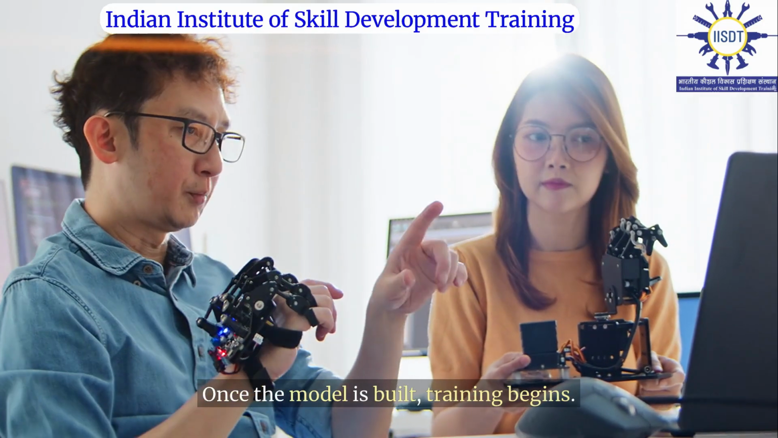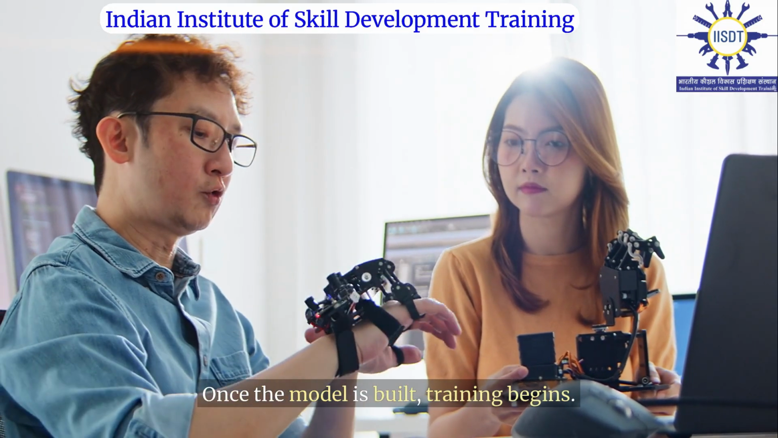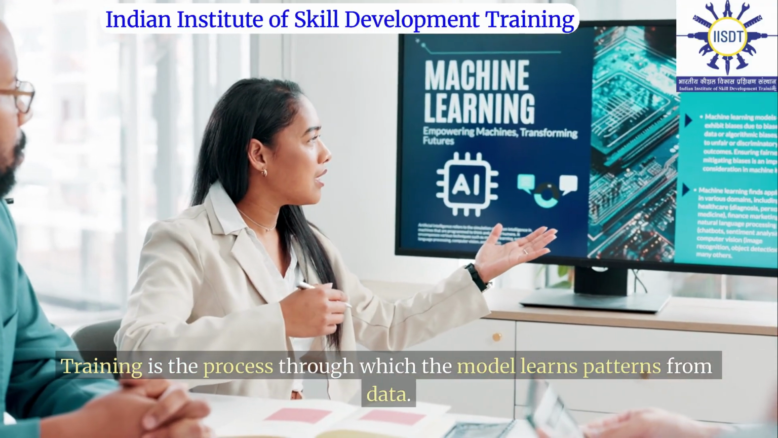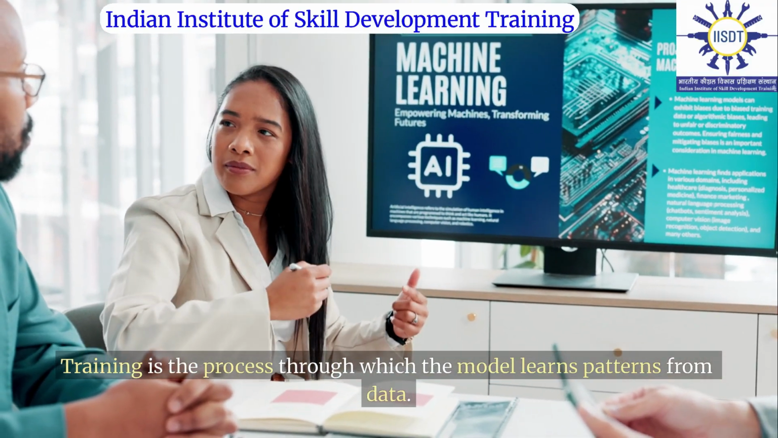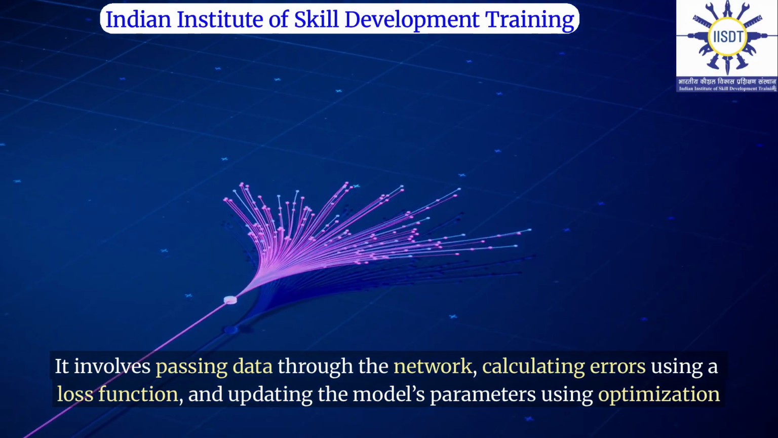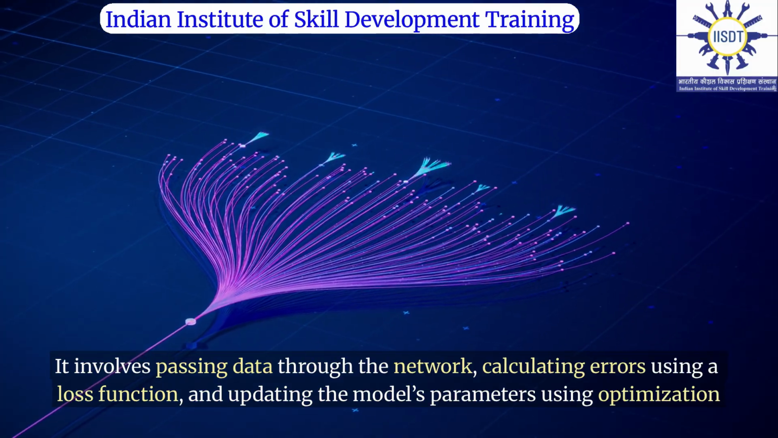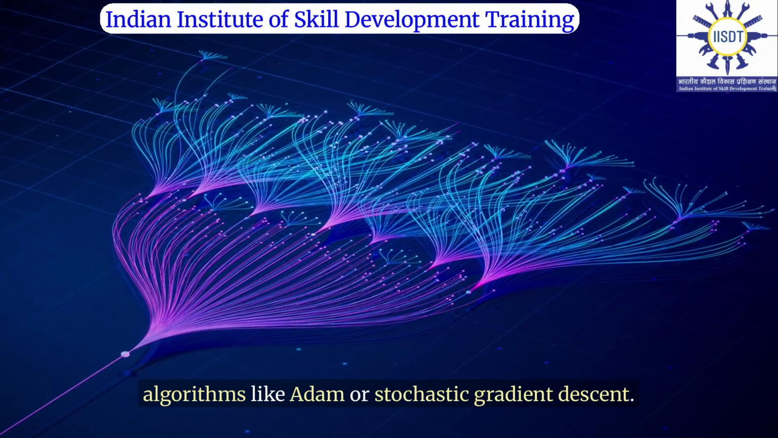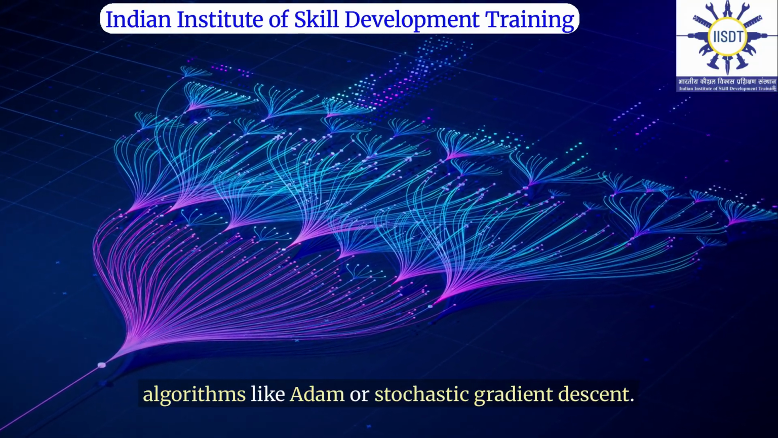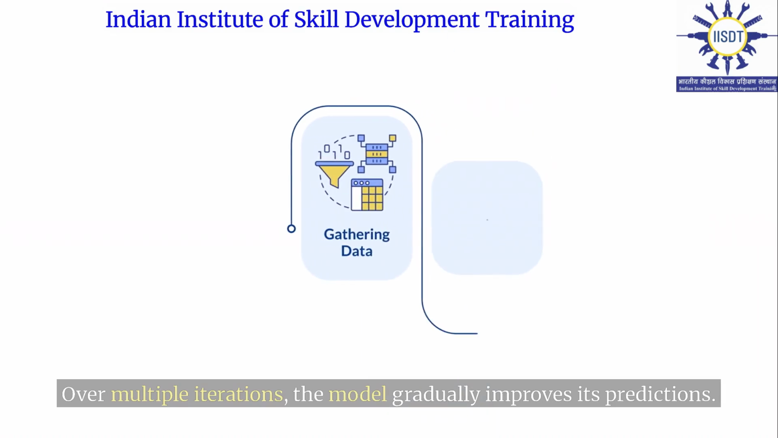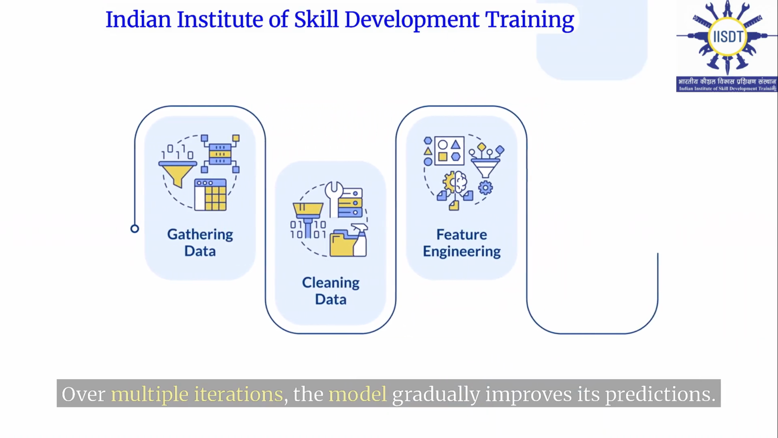Once the model is built, training begins. Training is the process through which the model learns patterns from data. It involves passing data through the network, calculating errors using a loss function, and updating the model's parameters using optimization algorithms like Adam or stochastic gradient descent. Over multiple iterations, the model gradually improves its predictions.